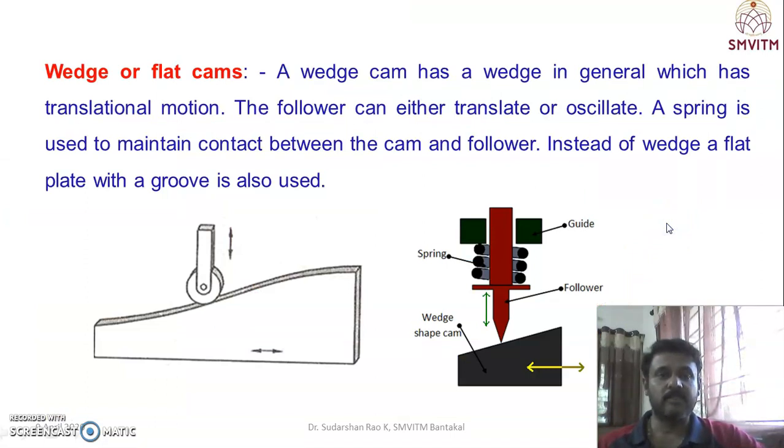Wedge or flat CAMs. A wedge CAM has a wedge in general which has a translational motion. The follower can either be translating or oscillating. A spring can be used to maintain the direct contact between the CAM and the follower.